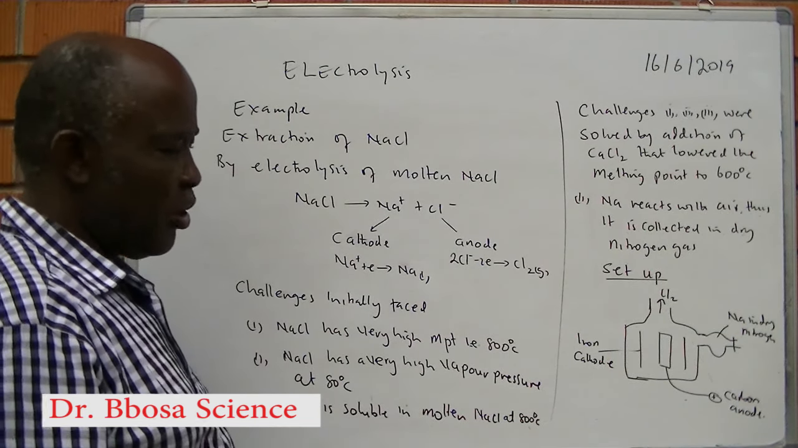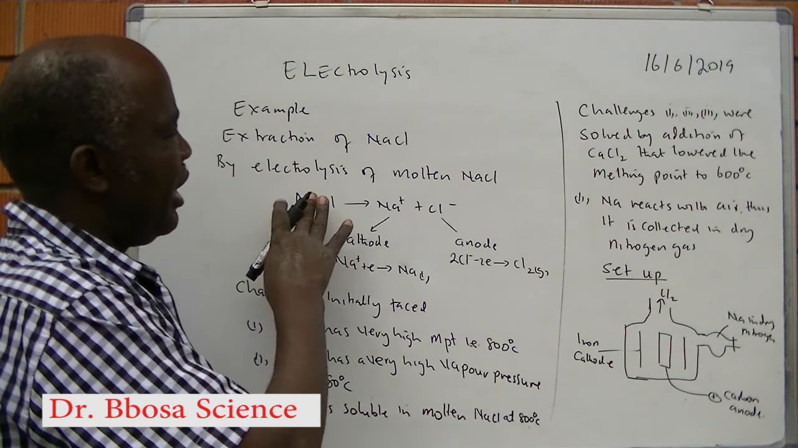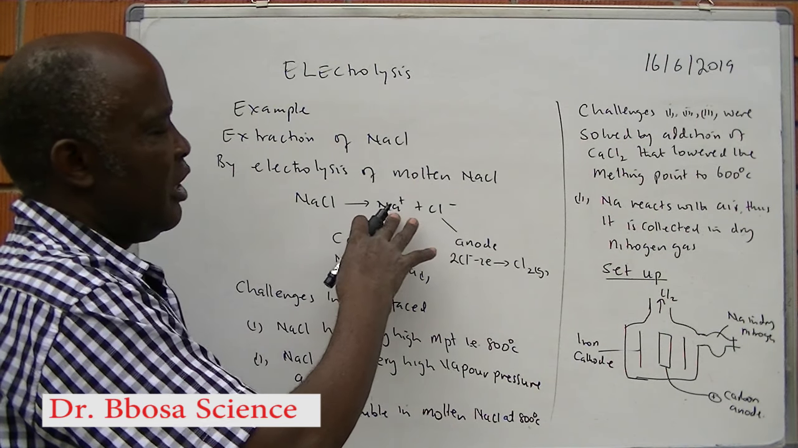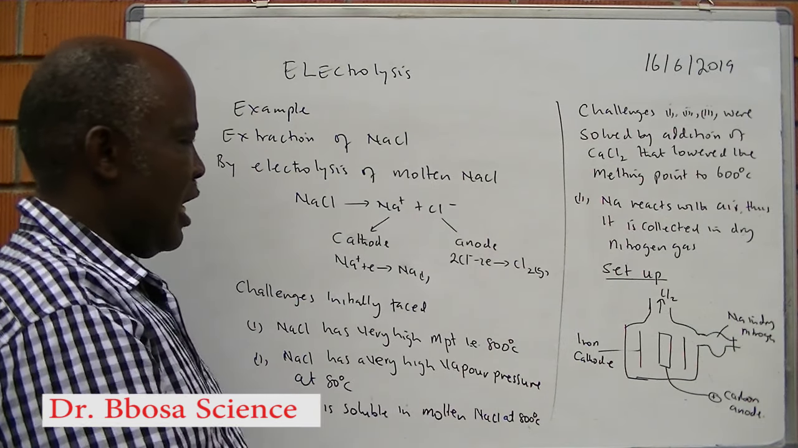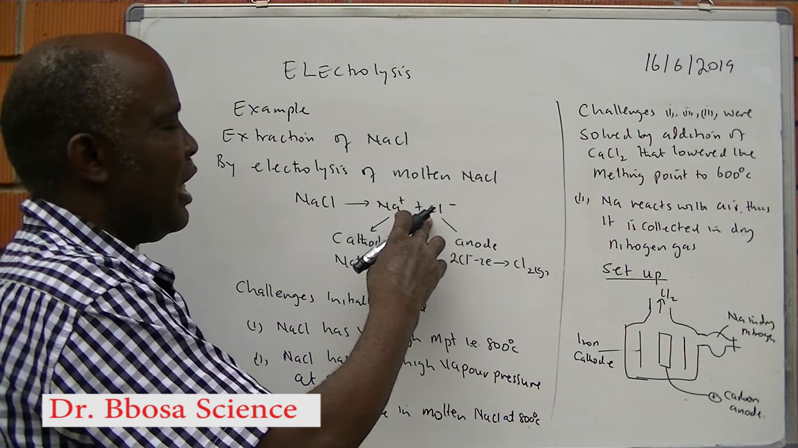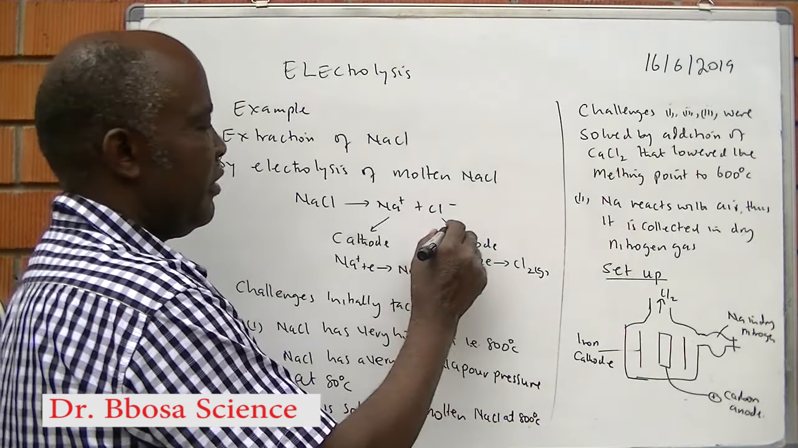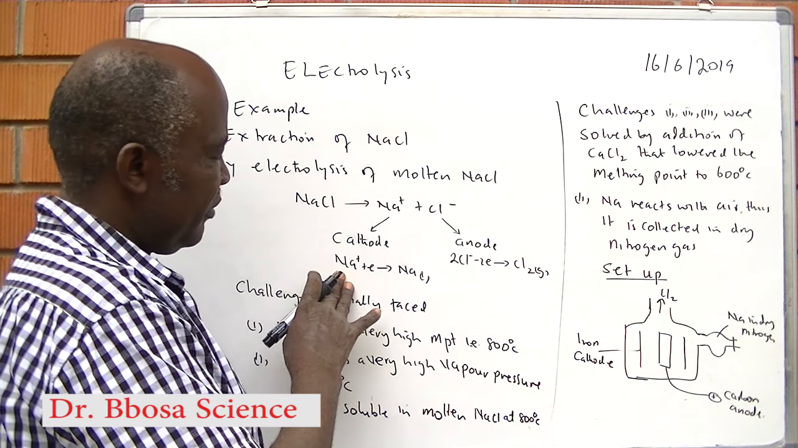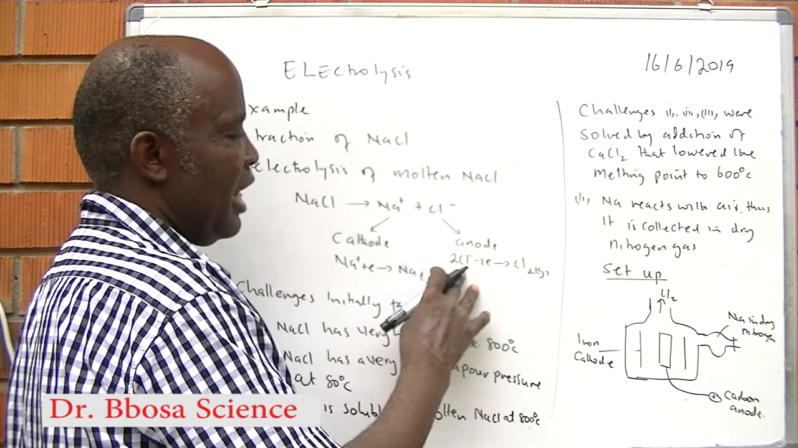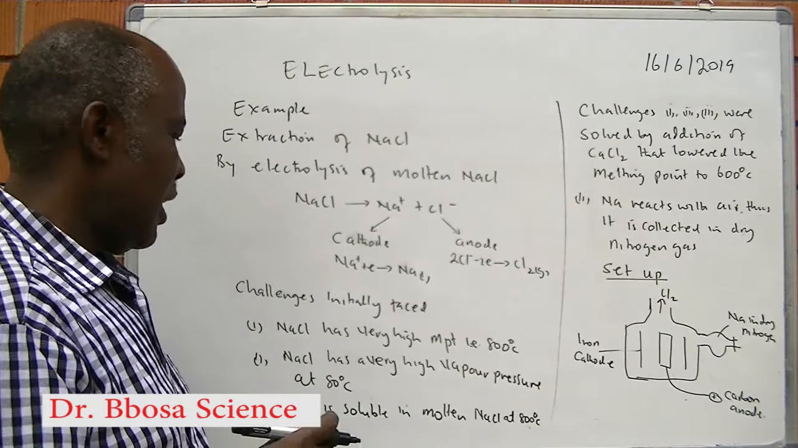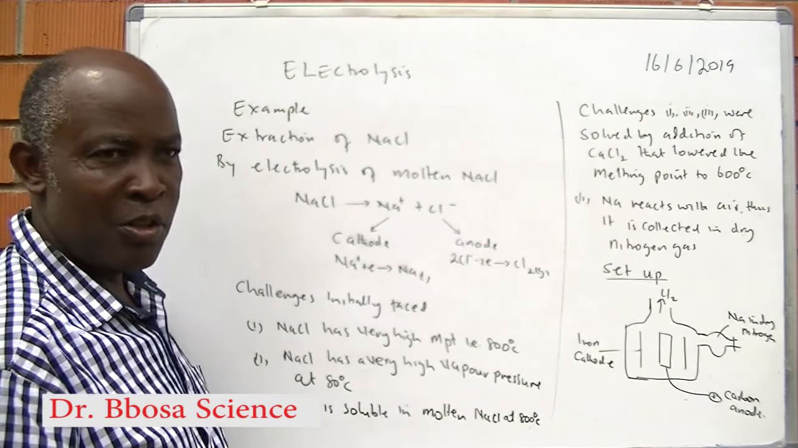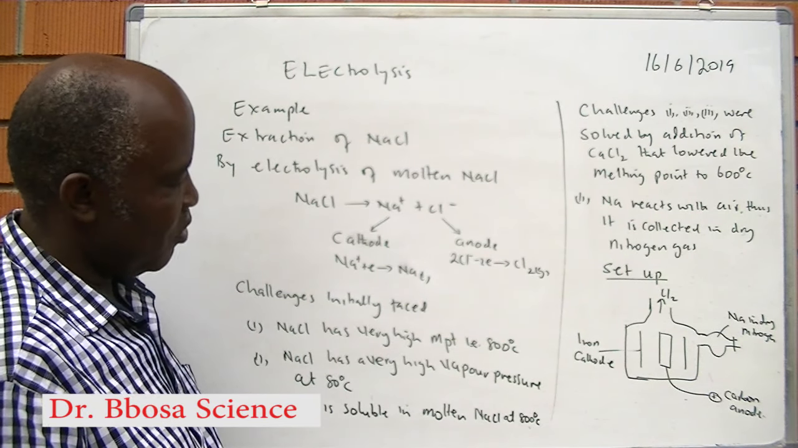Example, extraction of sodium by electrolysis of molten sodium chloride. So sodium chloride would dissociate into sodium ions and chloride ions. Sodium ions migrate to the cathode, chloride ions migrate to the anode. At the cathode, sodium ions receive electrons to form sodium. At the anode, chloride ions lose electrons to form chlorine gas. So sodium is produced with chlorine in the extraction of sodium from sodium chloride.